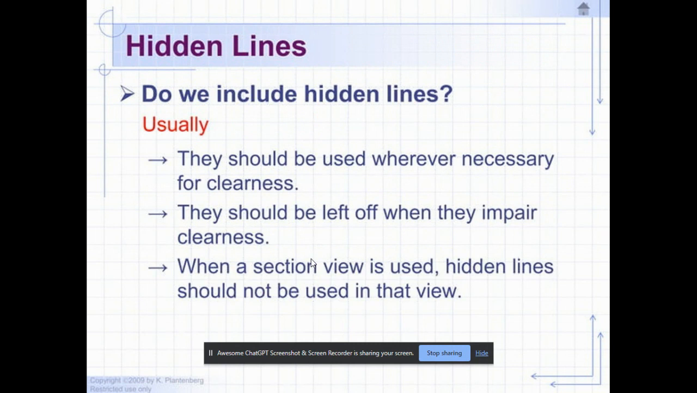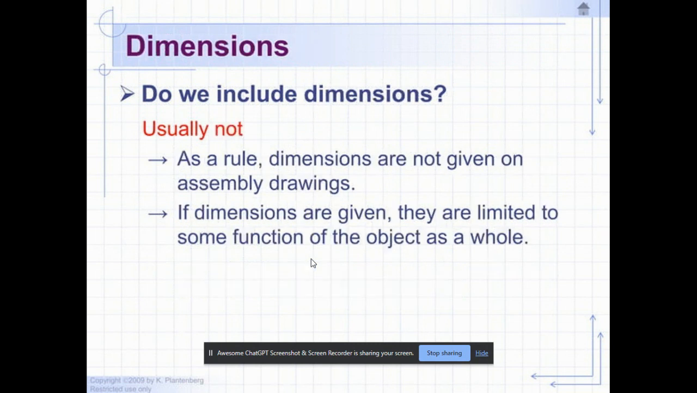Do we include hidden lines? Again, this particular topic falls under section views, and I would recommend that you revise section views and then you'll be able to understand why. So the answer is usually, they should be used wherever necessary for clearness, and they should be left off when they impair clearness. And when a section view is used, hidden lines should not be used in that view. Very, very important. This is a rule under section view.